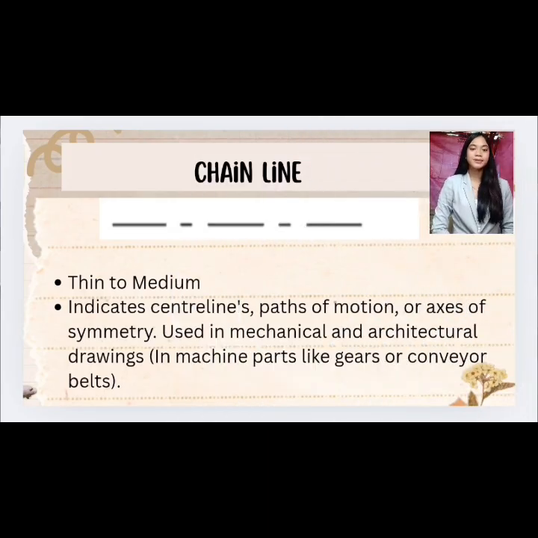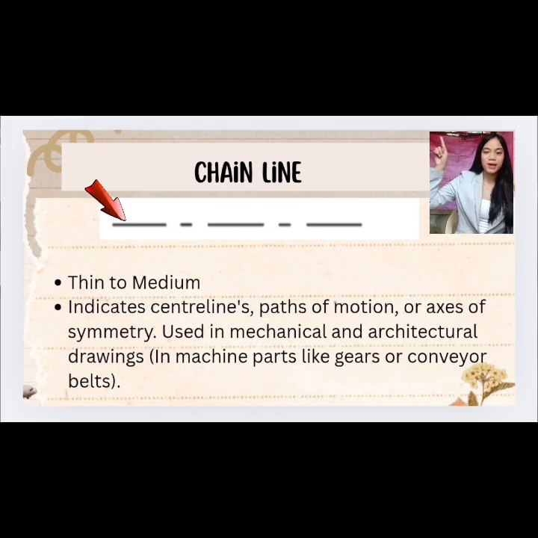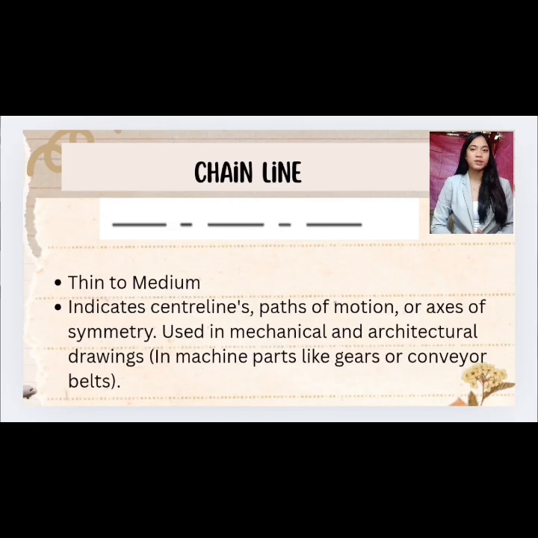Next, a seam line. Seam line is a thin to medium dash line that is used mostly in technical drawing. It looks like this, a combination of long and short dashes. The purpose and meaning of seam line is used to show the center of an object, a path of movement, or an axis of symmetry. So, in simple terms, it helps the designers or engineers know the middle part of the movement and the direction of a part in drawing.